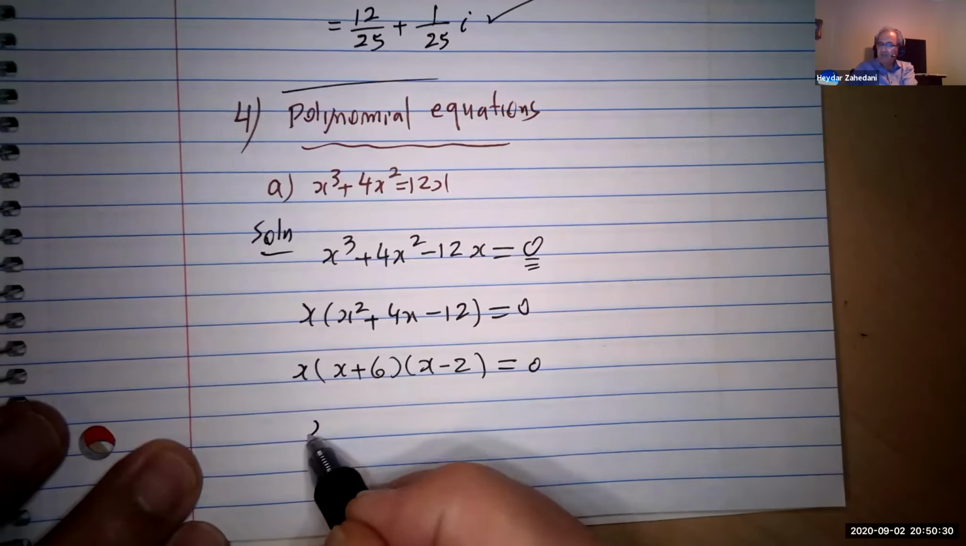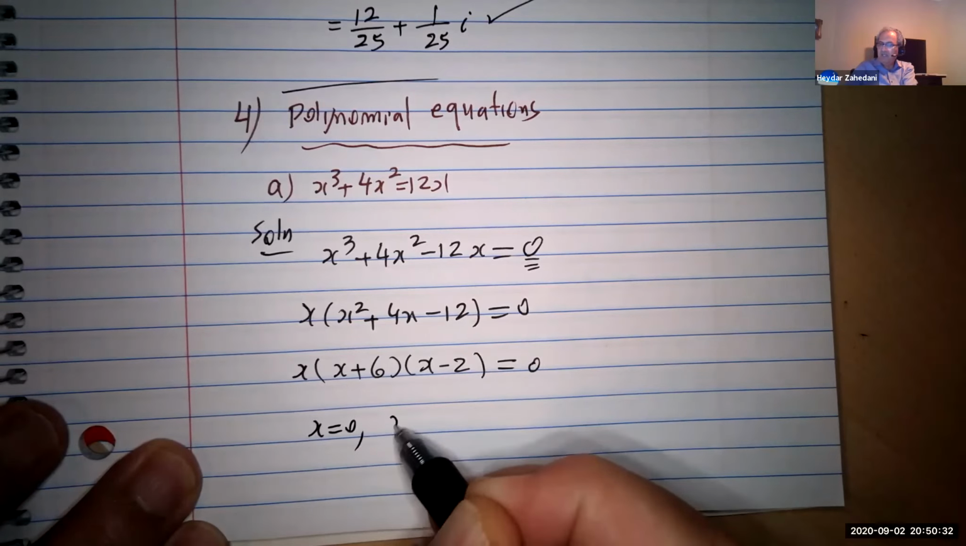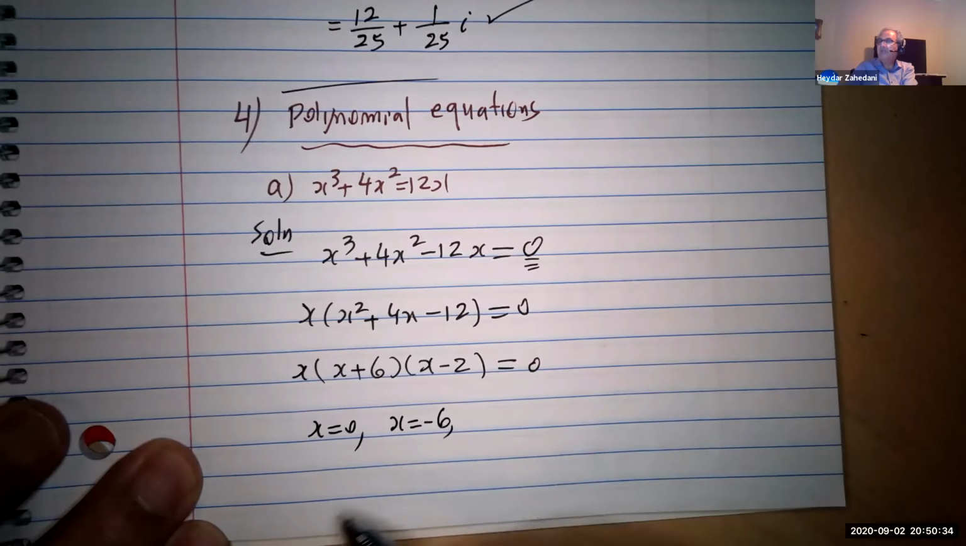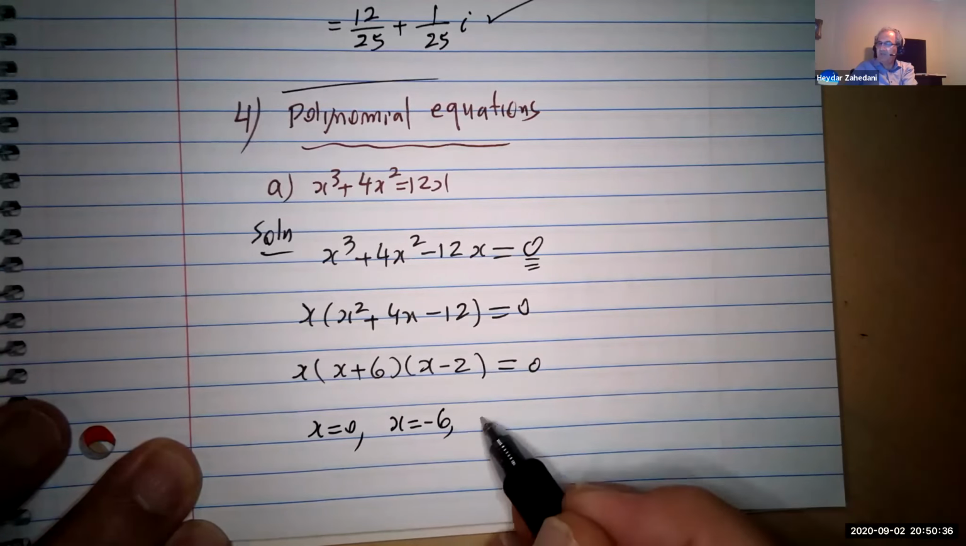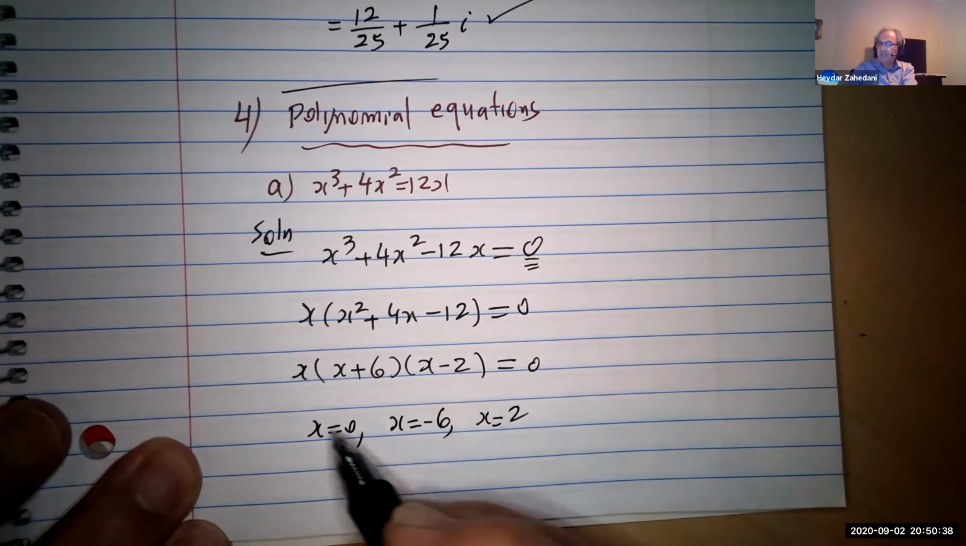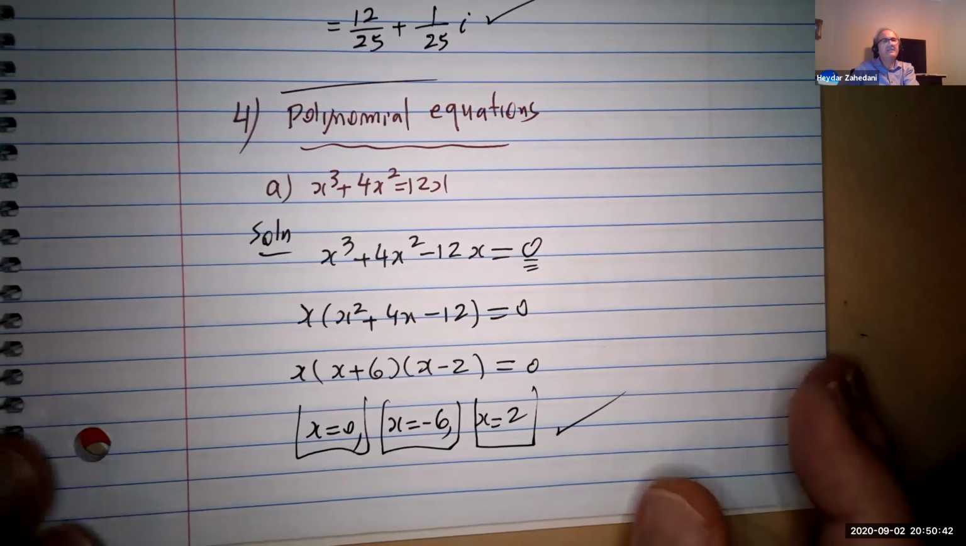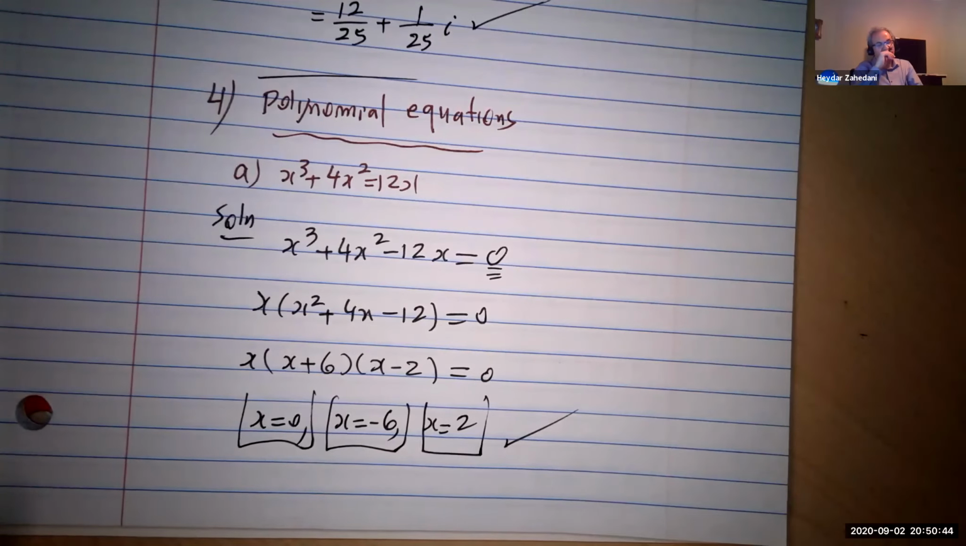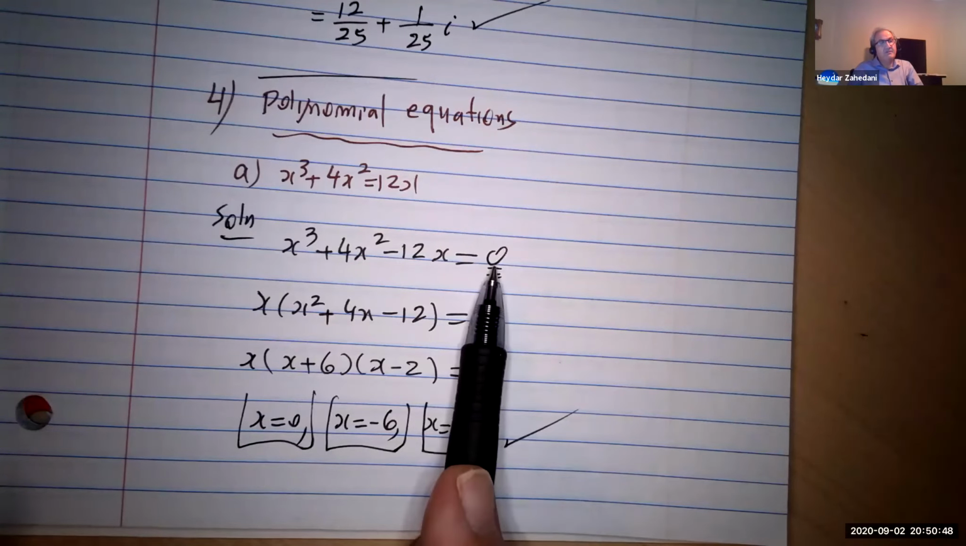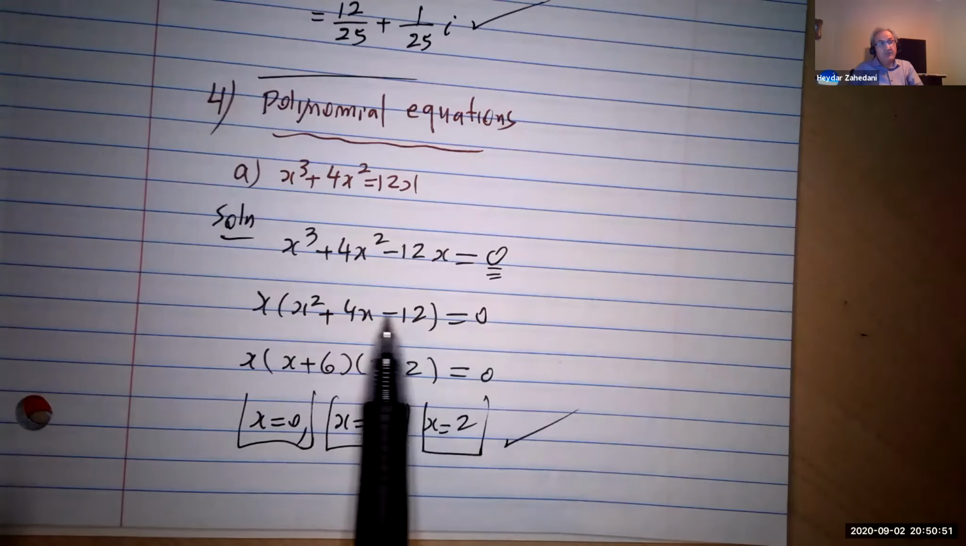So we get x equal to 0, 1 solution, x equal to negative 6 from the second one, and x equal to 2 from the last one. 3 solutions. That's type 1. Any question? So make sure that this is equal to 0 and factor out the x.